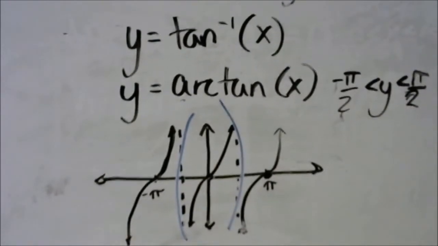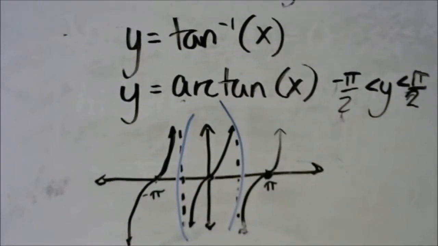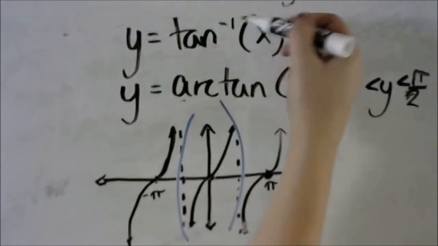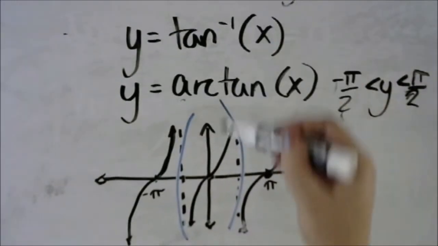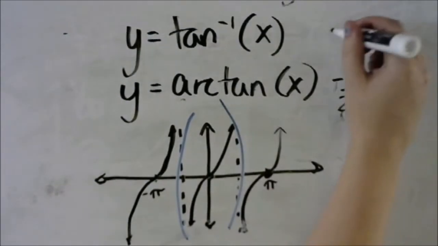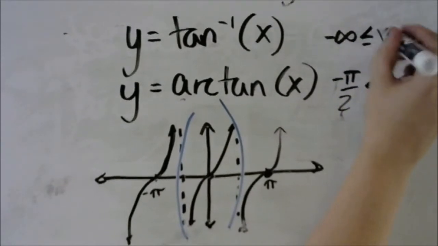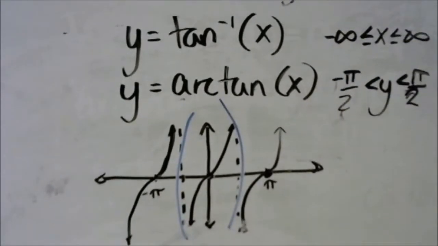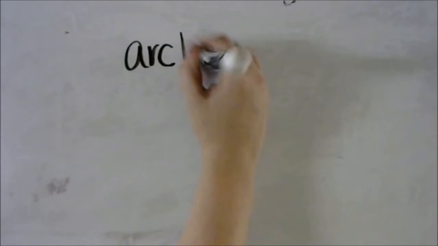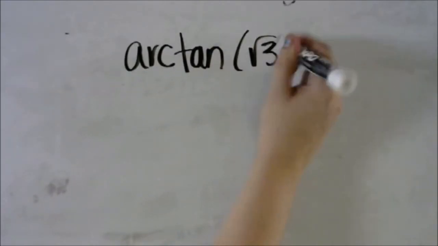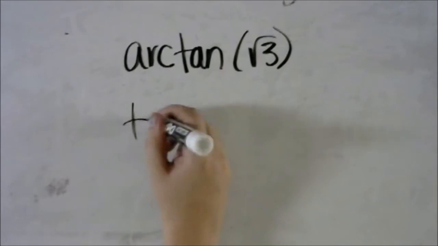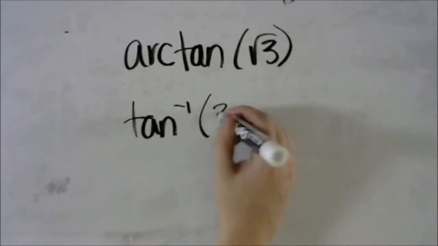Also, unlike sine and cosine, tangent does not have an amplitude. That means its range goes from negative infinity all the way to positive infinity. Since the inverse tangent has a domain equal to tangent's range, that means our domain is all real numbers. Let's take a look at two inverse tangent examples. For the first example, let's find the arctan of rad 3. And for the second example, let's find the inverse tan of 3.